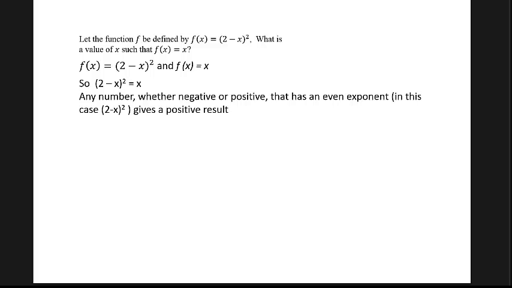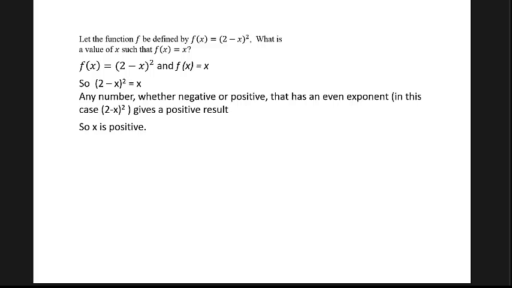Any number, whether it is negative or positive, that has an even exponent, so it doesn't matter if it's 2, 4, 6, as long as it's even, it's always going to give you a positive result, because a negative number times a negative number, as well as a positive number times a positive number, always gives you a positive result. So if you have an even exponent, you know you have a positive result. So therefore, I know that x is positive.